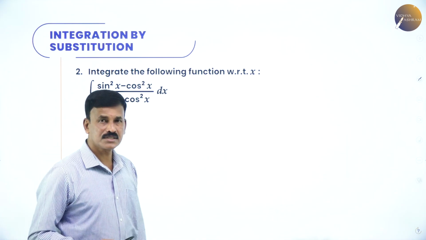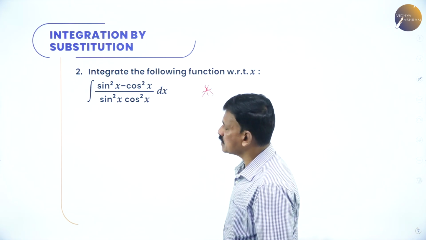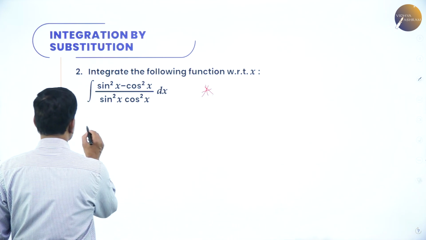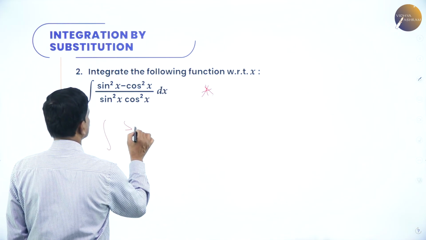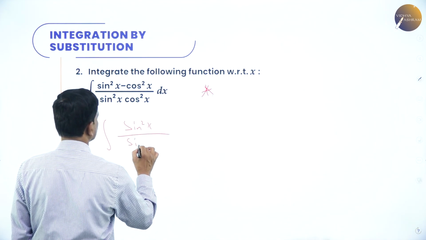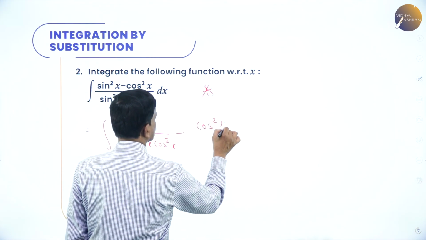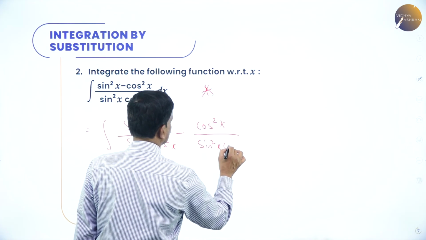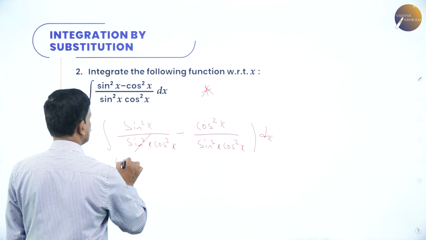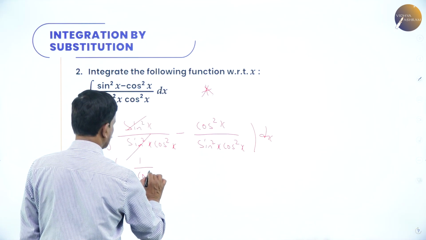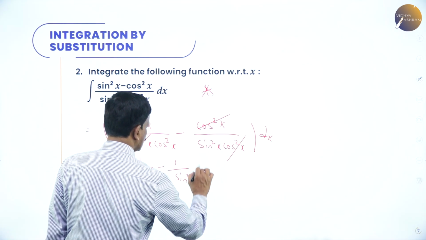So integrate this. This is also a very important problem. Sin square x minus cos square x divided by sin square x into cos square x. This is the same as the previous problem. In the previous problem it was plus, now it is minus. In term by term division, this can be written as sin square x divided by sin square x cos square x, minus cos square x divided by sin square x into cos square x, dx. So cancel the terms here. Sin square gets cancelled, leaving 1 over cos square x. Minus, cos square and cos square get cancelled, leaving 1 over sin square x dx.